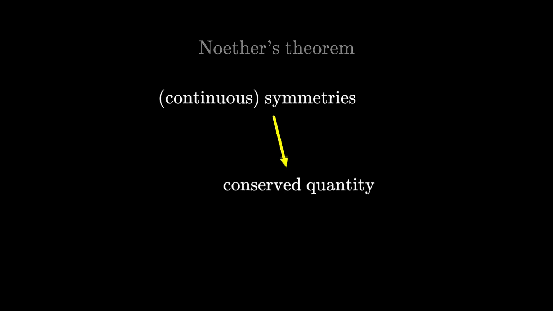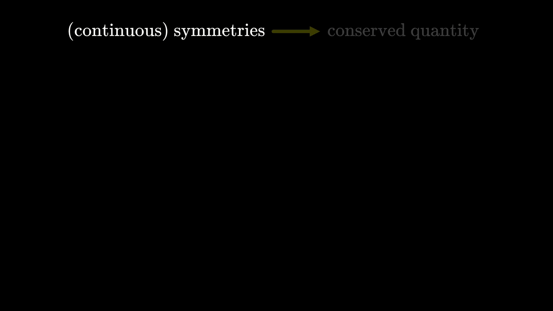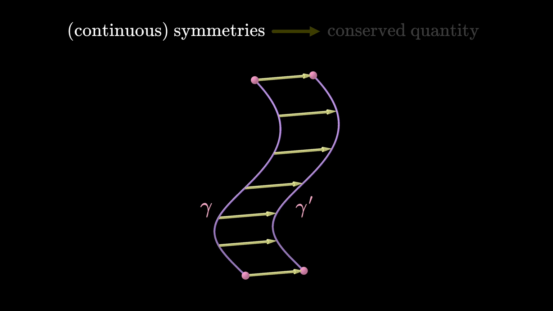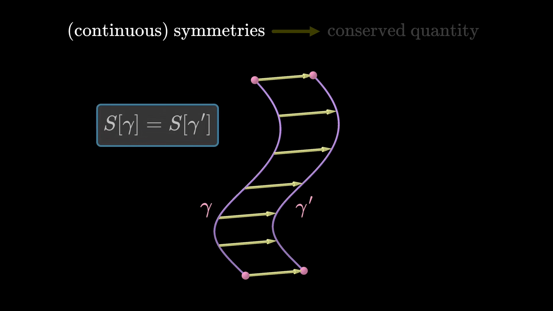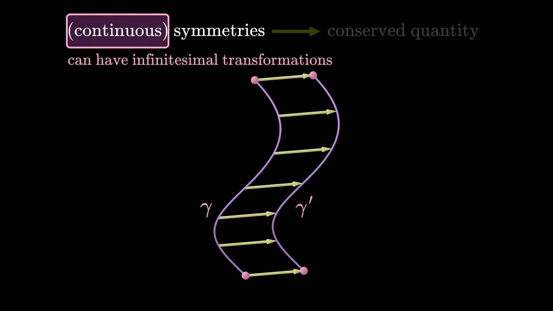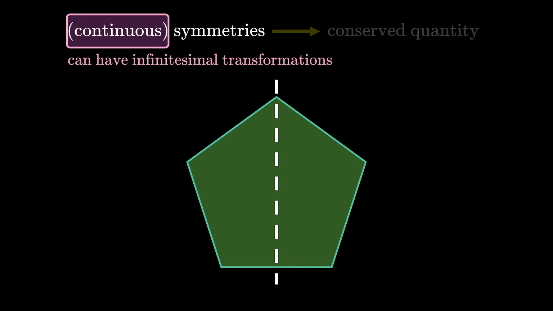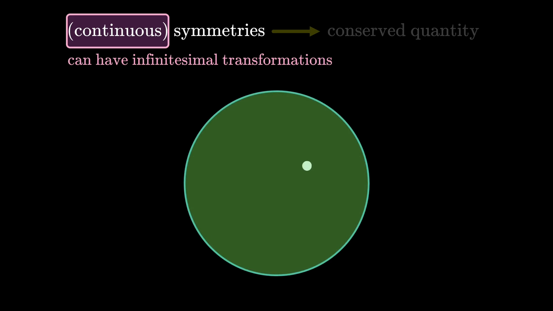What do we mean by a continuous symmetry? Suppose there is a transformation that takes a path gamma to another path gamma prime. If the actions along the paths before and after are the same, regardless of what path you started off with, then this transformation is called a symmetry. Continuous means, for our purposes, that we can transform infinitesimally. A regular pentagon has a reflective symmetry, but you can't reflect just a little bit. For the circle, however, a tiny rotation is still a symmetry.